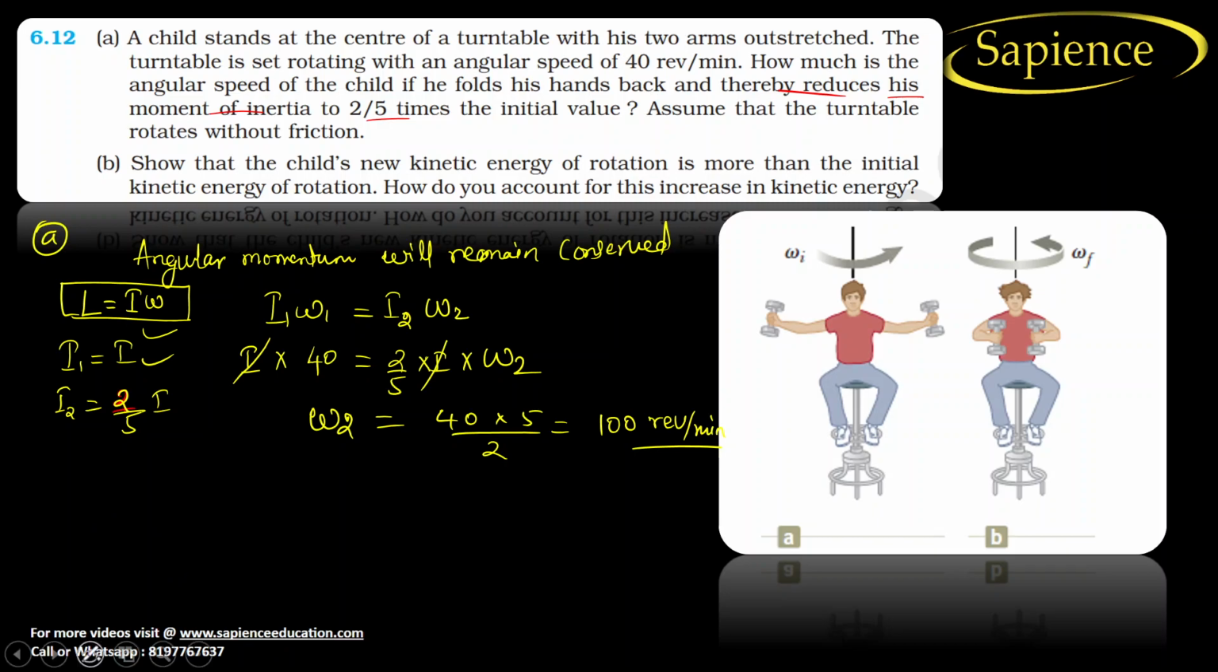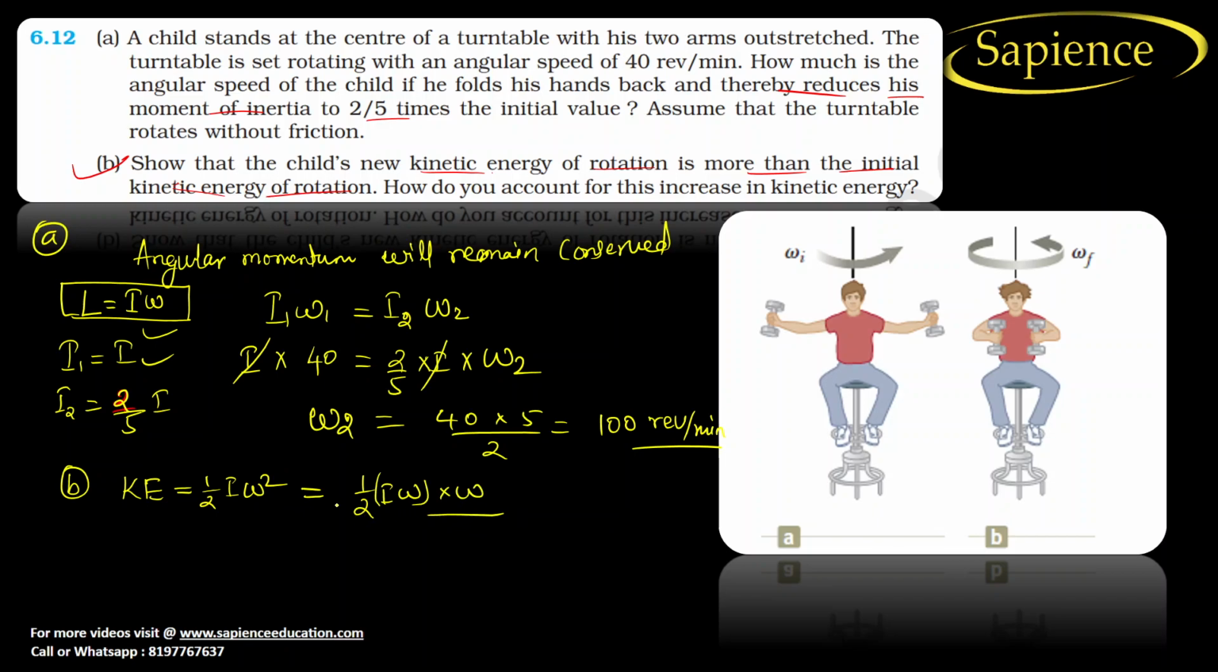Now I want to solve part B. It says to show that the child's new kinetic energy of rotation is more than the initial kinetic energy. So let us consider the formula for kinetic energy. In rotational motion, the kinetic energy KE is equal to half I omega square. Can we write it like this? Half into I into omega into omega.